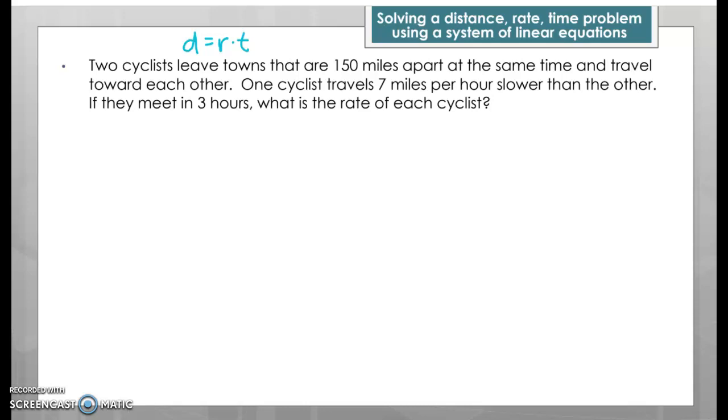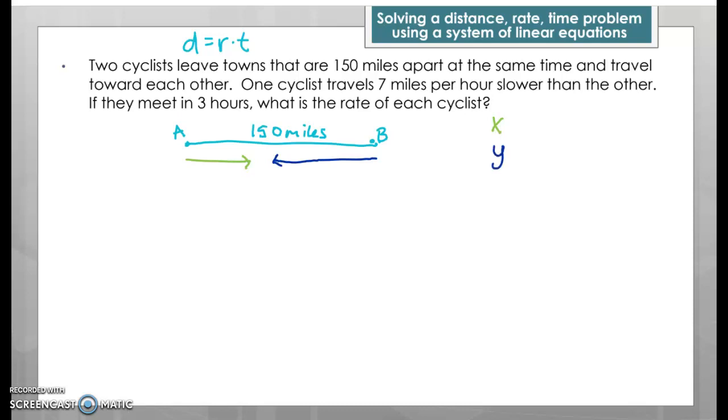And now let's go ahead and read the problem. Two cyclists leave towns that are 150 miles apart at the same time and travel towards each other. Okay, take one sentence at a time. So here we are. We'll call this town A, and we'll call this town B. So the distance from town A to town B is 150 miles. Now, we have one person traveling this way. Let's let them be X. And then we have another person traveling this way. Let's let them be Y.